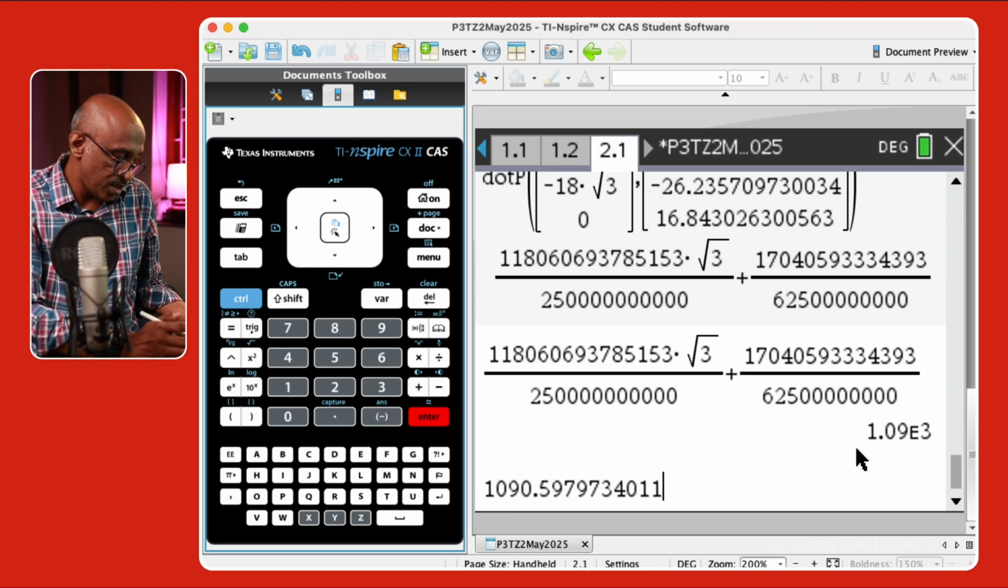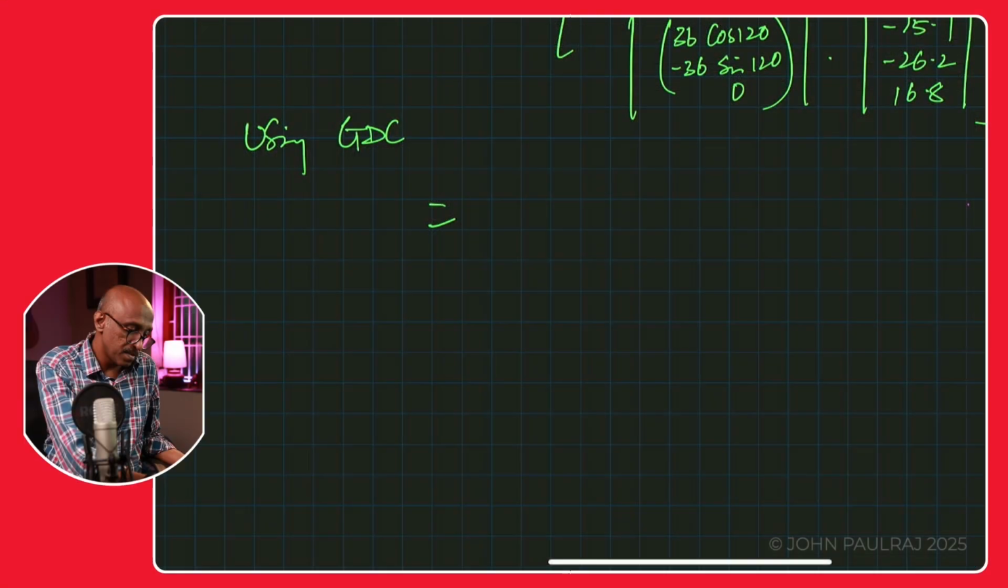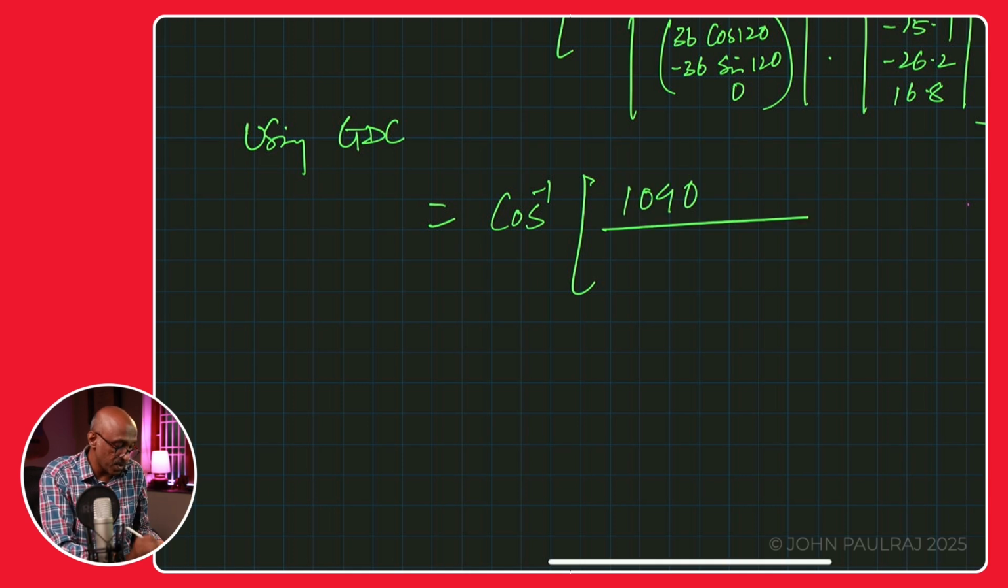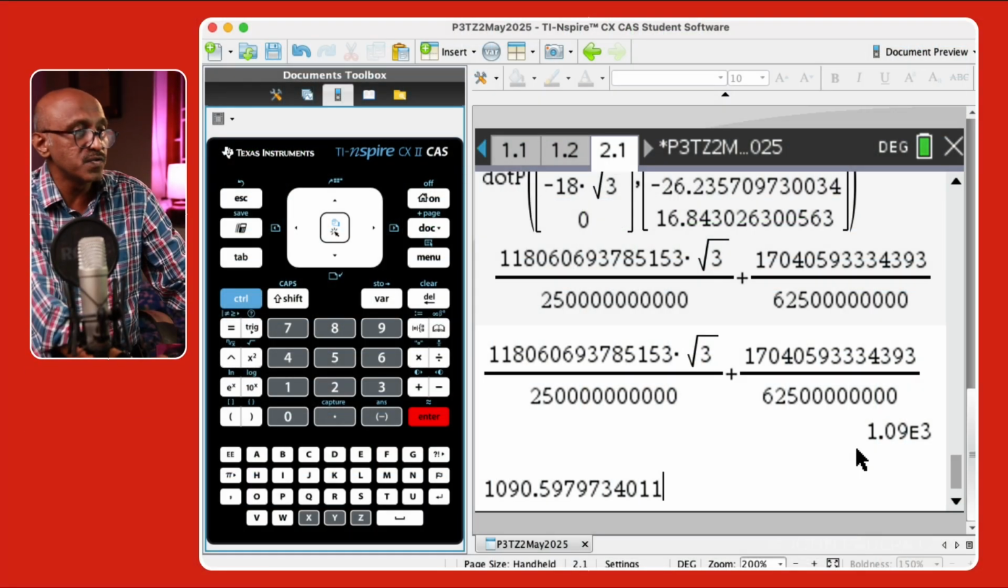So using GDC, I can bring it back and say, okay, the numerator, remember this is cos inverse, the numerator is basically 1090. I'm just going to write down 3 SF there, good enough, but we are going to use all the digits, because then you'll get more accuracy. Let's jump back because we need to find the norm of the two vectors.